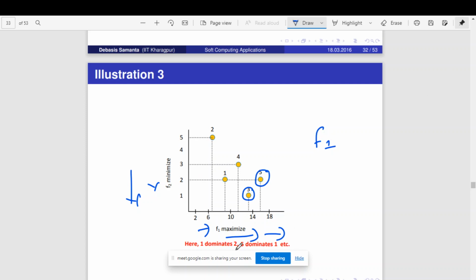So here you can see 1 dominates 2, because 1 is towards the right and towards the down of 2. 5 dominates 1, because they are in the same position with respect to F2, but 5 is towards the right with respect to F1, and in F1 we want to maximize.